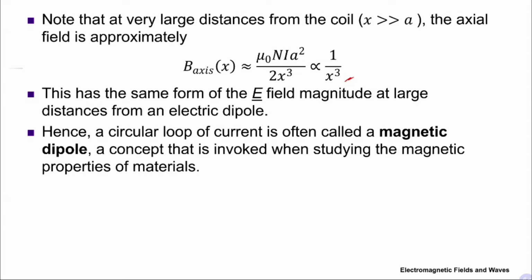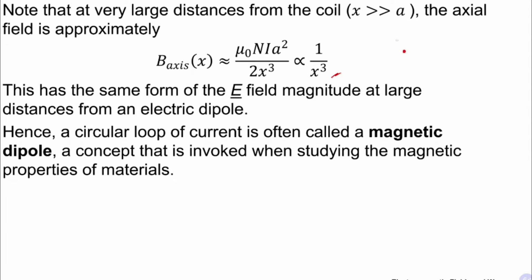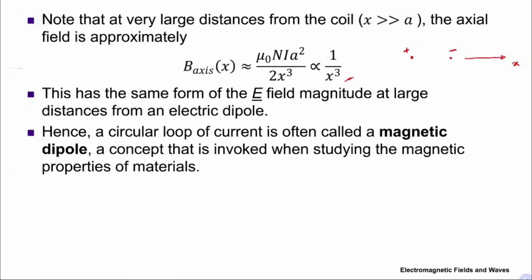profile. So if you have a plus and minus charge, and then if you have x far away from that charge, you find that that also decreases with a distance of x cubed. Okay, so this is similar to a dipole. So in effect, if you have a circular coil of wire, that itself is called a magnetic dipole. A circular loop of current is called a magnetic dipole.